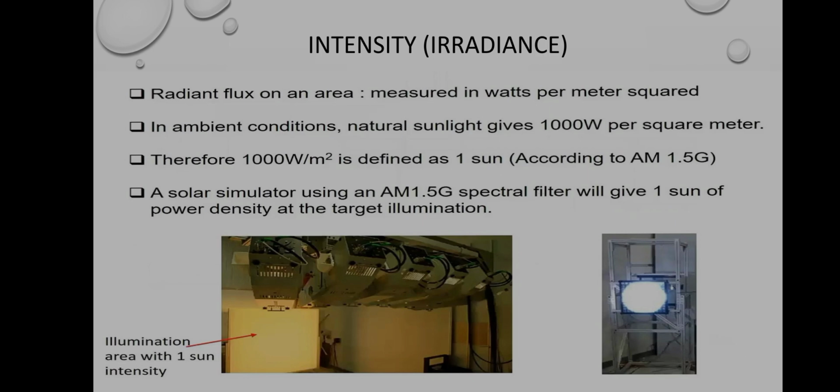The solar radiance flux on an area is measured in watts per meter squared. In ambient conditions, natural sunlight gives 1000 watts per square meter. So therefore, 1000 watts per meter squared is defined as one sun. A solar simulator using AM 1.5G spectral filters will give one sun of power density at the target illumination.